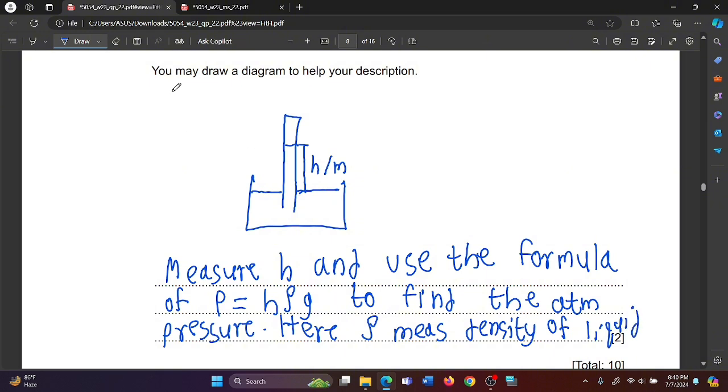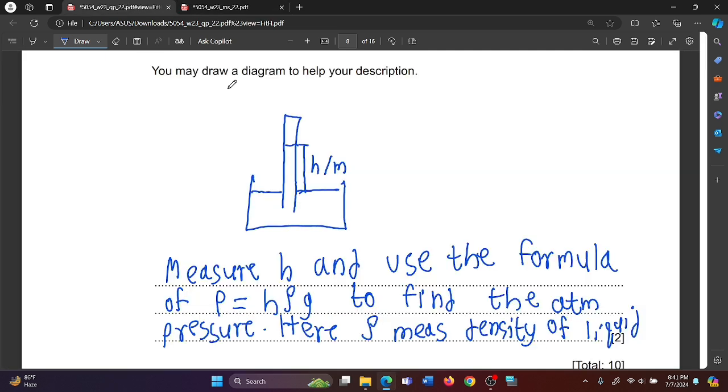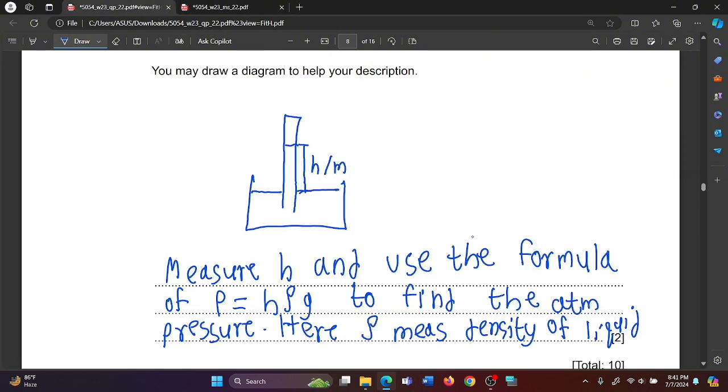Let's see how many marks we got in this part. Height of the liquid surface in the tube measured. Yes, by saying height of the liquid in the tube, we mean this height. So I did mention measure h. By saying measure h, we mean height of the liquid surface in the tube. So we got this part right. For the second mark, it says measure relative to the level of the liquid surface in the container, or h rho g used to calculate the pressure. Yes, we did mention h rho g used to calculate the pressure. So we got this mark as well. So we got 2 out of 2 on this part.